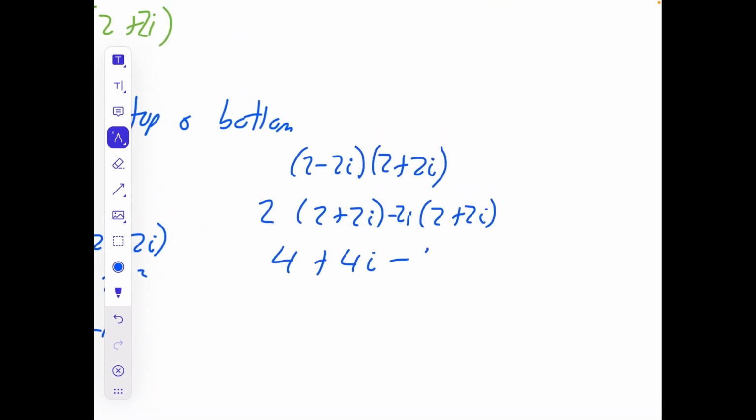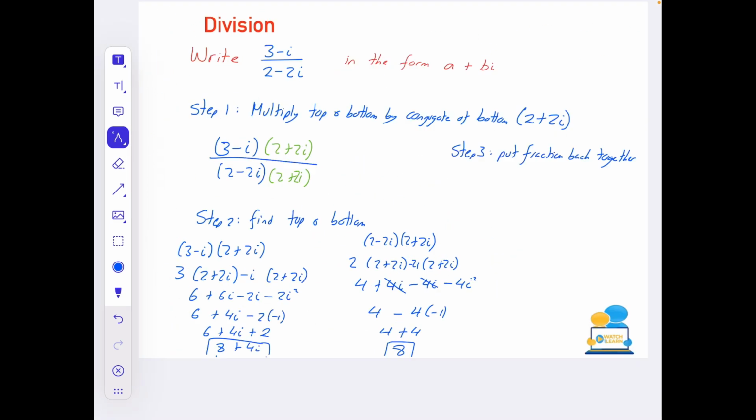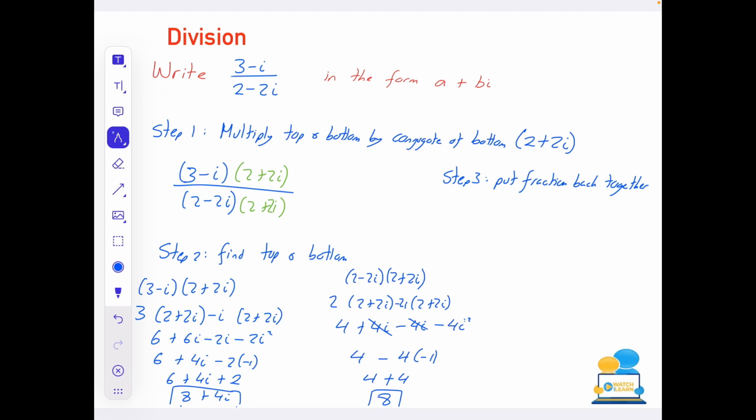Now we're going to keep multiplying this out, so it'll be 4 plus 4i minus 4i minus 4i squared. The 4i terms cancel out. We're going to replace my i squared with minus 1. So it'll really be 4 plus 4 when those two minuses multiply, which will give me 8. So that is my top and my bottom multiplied out.